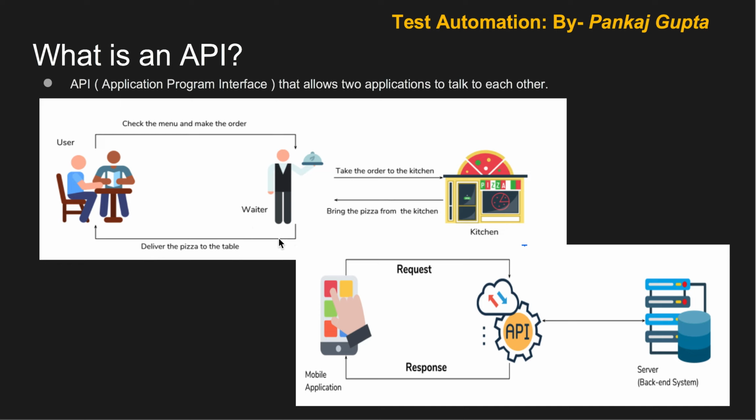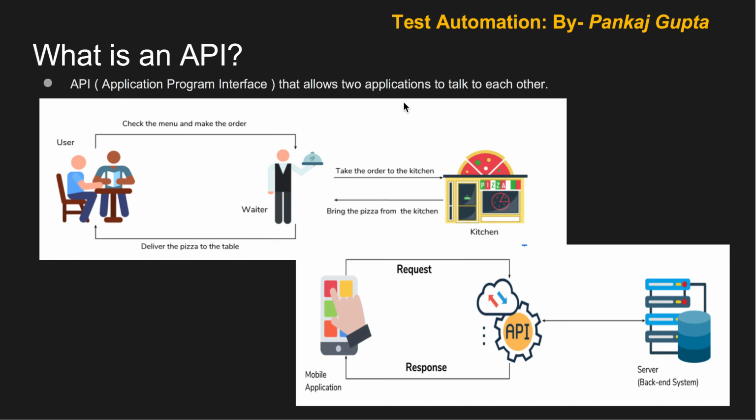So the role of the waiter here is the API, because the API is the mediator between the customer and the server. Whatever the user is requesting goes via the API, or via the waiter, to the kitchen. He brings those things and gives the response to the user. So the API, as per the definition, allows two applications to talk to each other. Here I have given the example with the user.